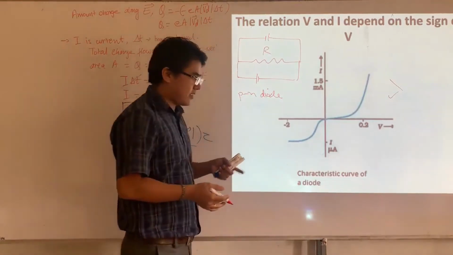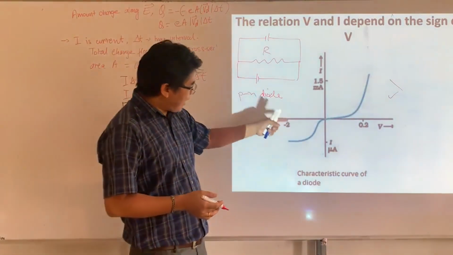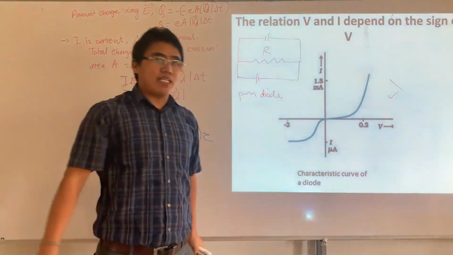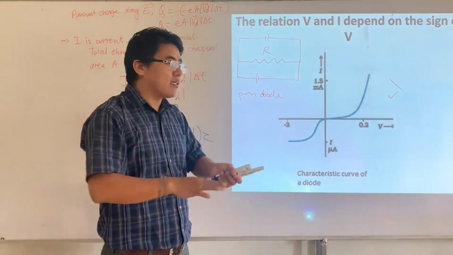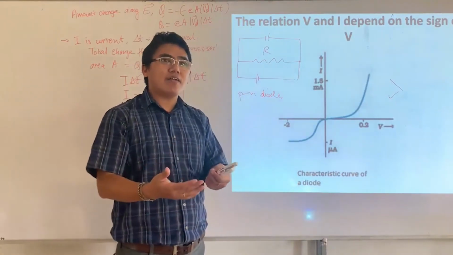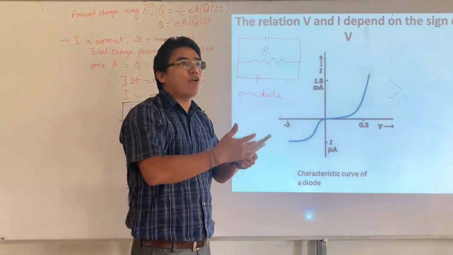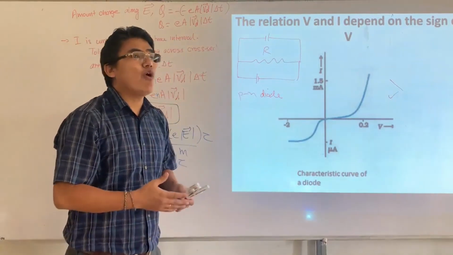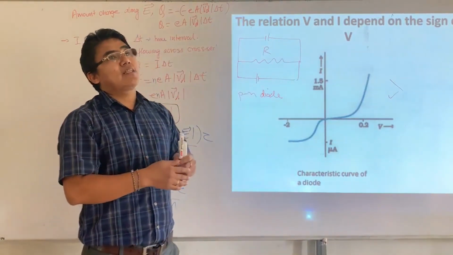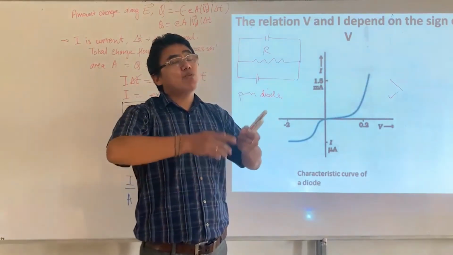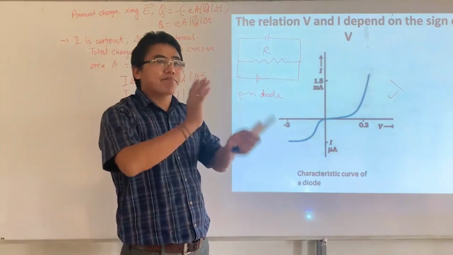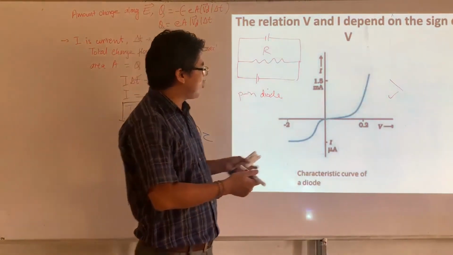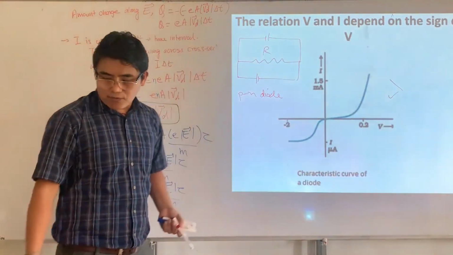PN diode. This diagram tells you that when you reverse the potentials, the variation of current differs from the variation of current in the previous case. So there is no fixed variation of current. The variation of current changes with changing potentials across the electrical component. And you are going to study this in detail in chapter number 14.